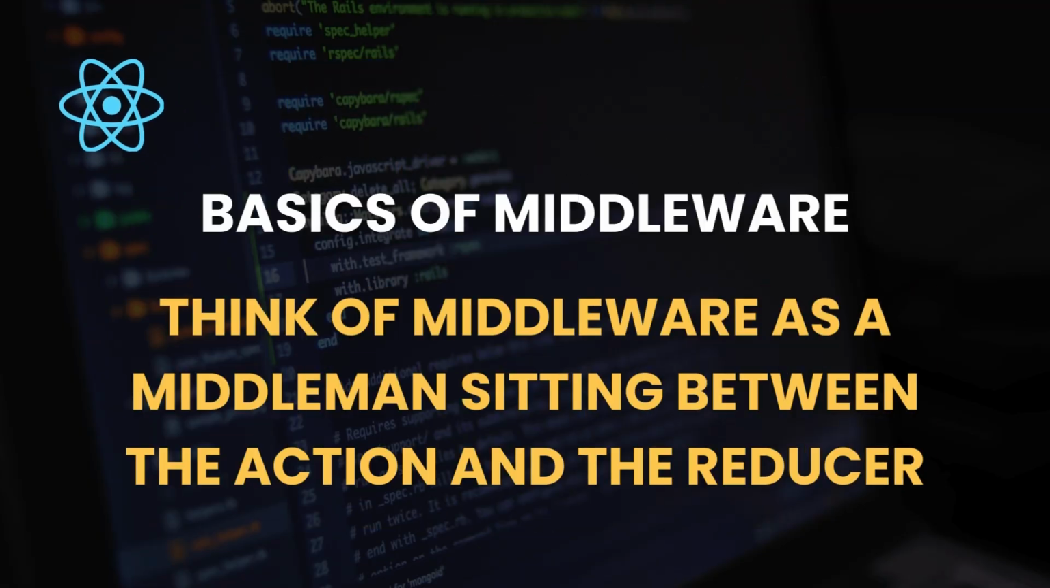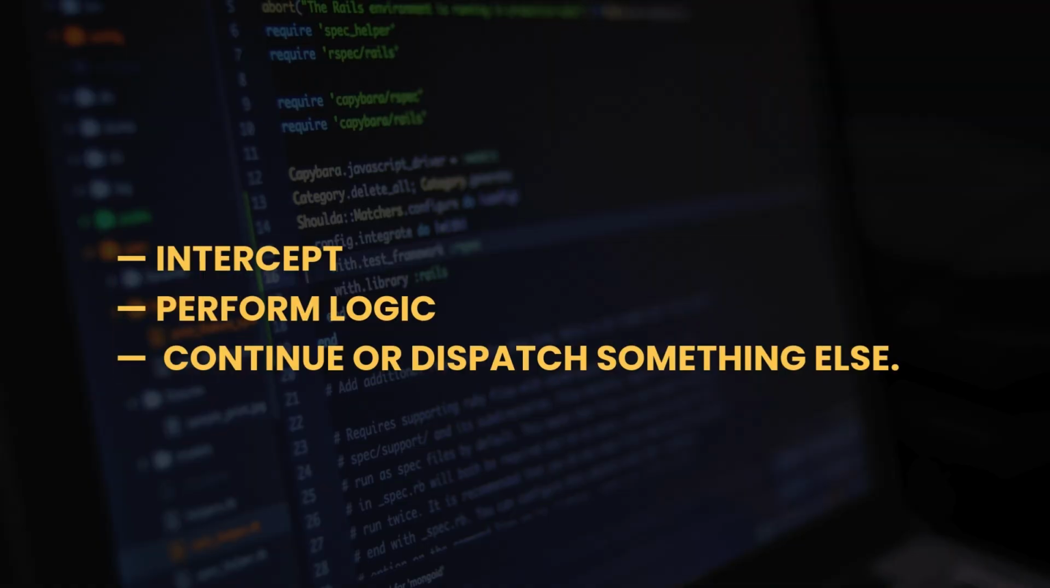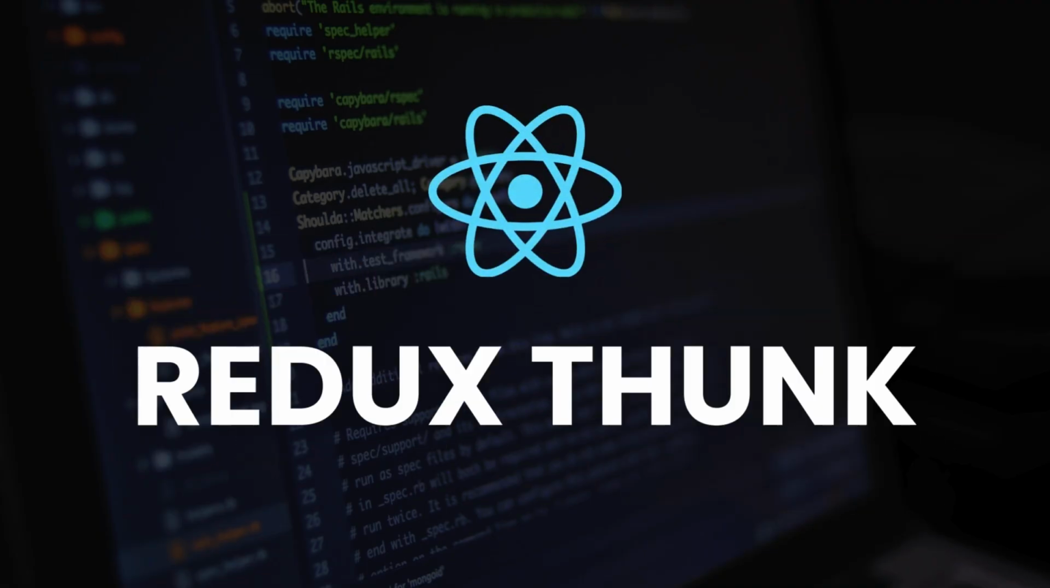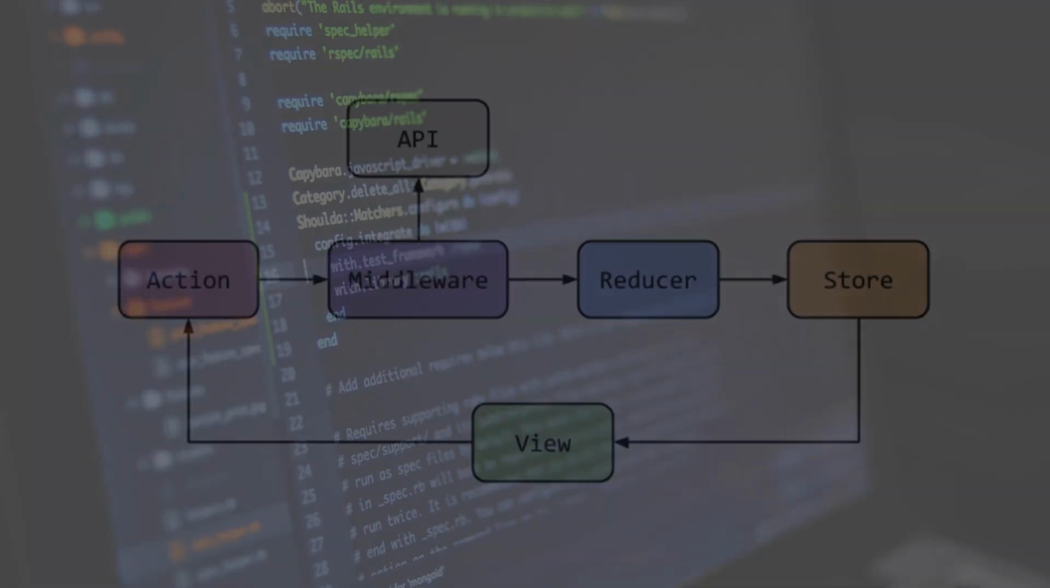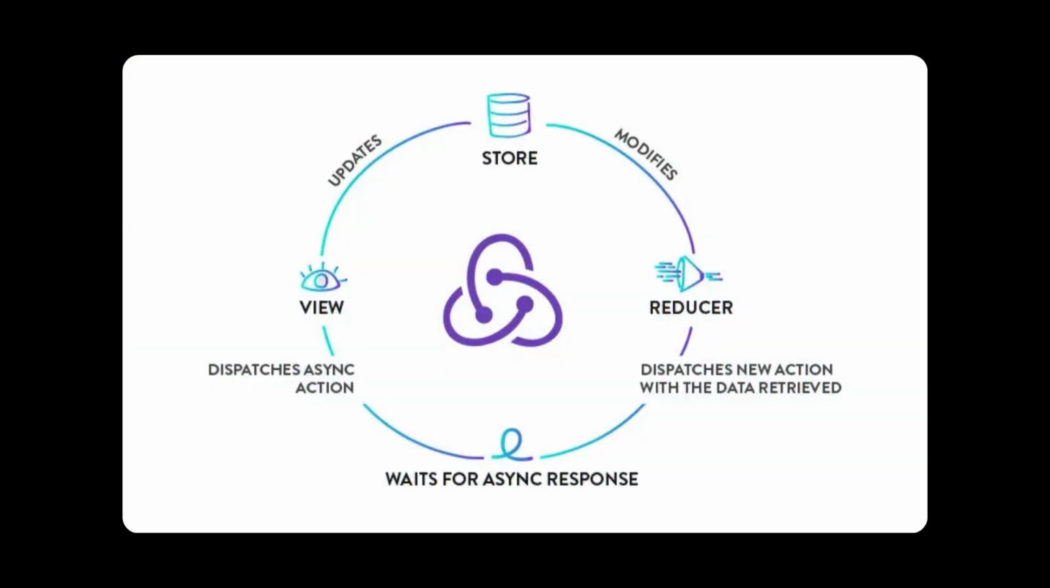Think of middleware as a middleman sitting between the action and the reducer. Whenever an action is dispatched, middleware gets a chance to intercept it, perform logic, and either allow it to continue or dispatch something else. Now let's look at Redux Thunk. Thunk allows us to return a function instead of a plain object in our action creators. That function can be async, and inside it, we can dispatch multiple actions. Great for API requests. Let's set it up step by step.